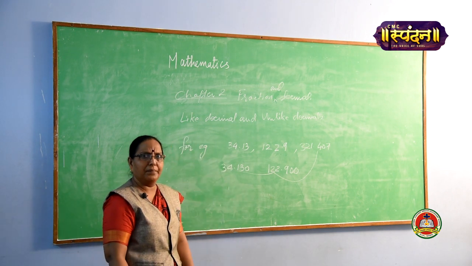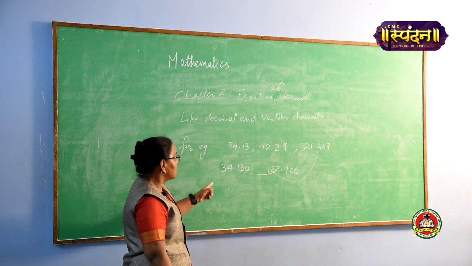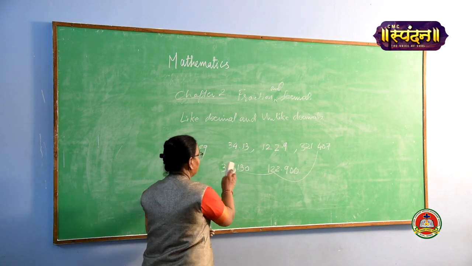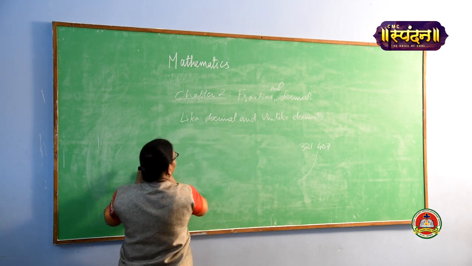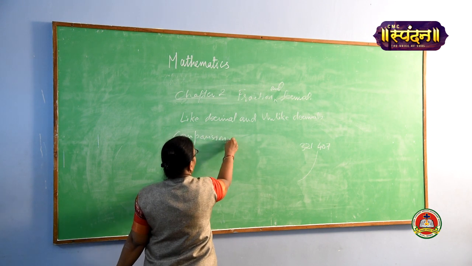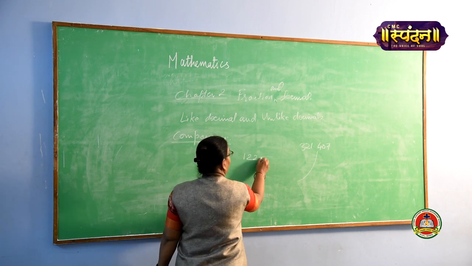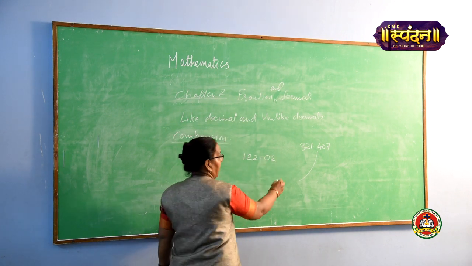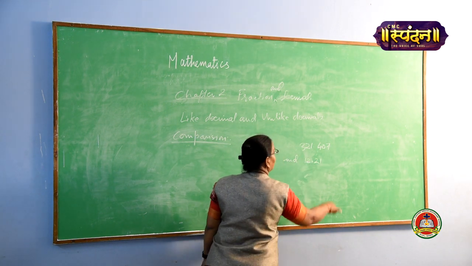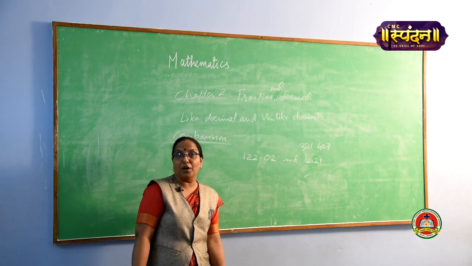Then how to compare? Compare means simple. You have to tell which one is greater, which one is smaller. So, when you are going to compare, I am giving a comparison of 2 numbers. Let us suppose, considering this same number, comparison of the numbers, suppose 122.02 and 12.21. And the question is compare, or maybe they can ask which one is smaller.